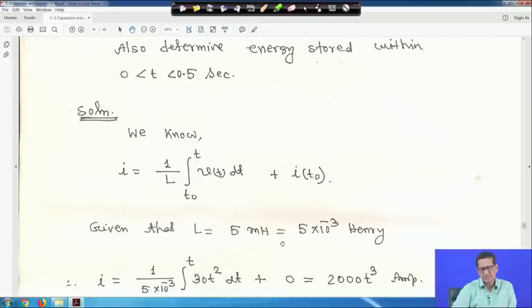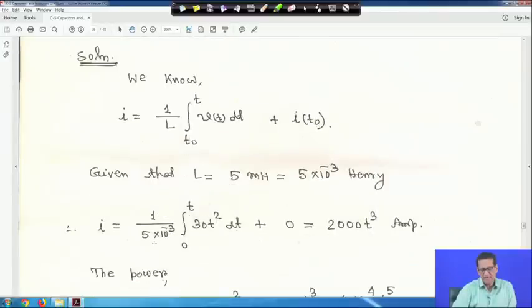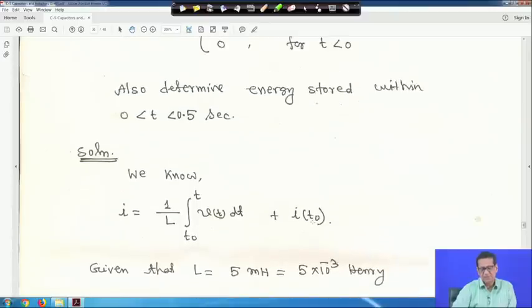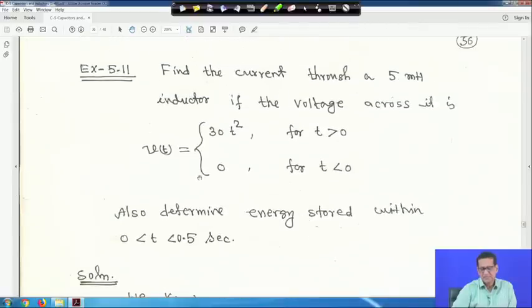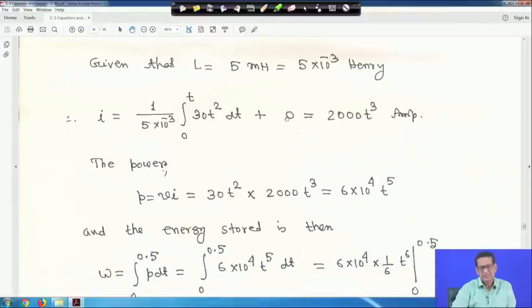Given that L is equal to 5 millihenry, so it is 5 into 10 to the power minus 3 Henry, and i(t) is equal to 1 upon L, the integral from 0 to t of V, which is 30 t square, dt, plus i(t0). That is actually 0, because V(t) is 0 for t less than 0. So in this case i(t0) is equal to 0.